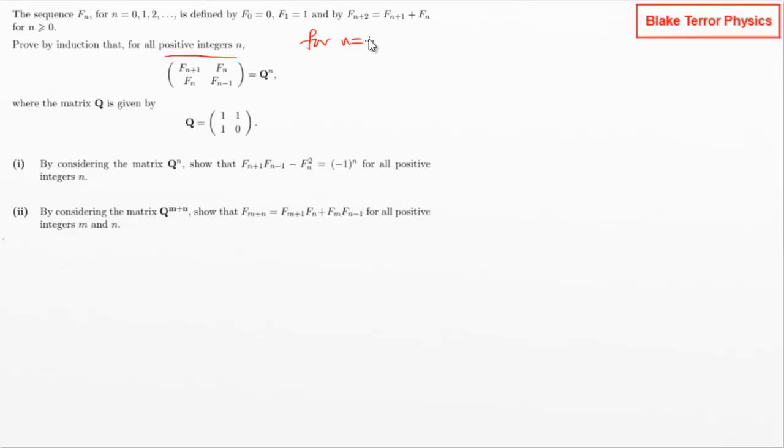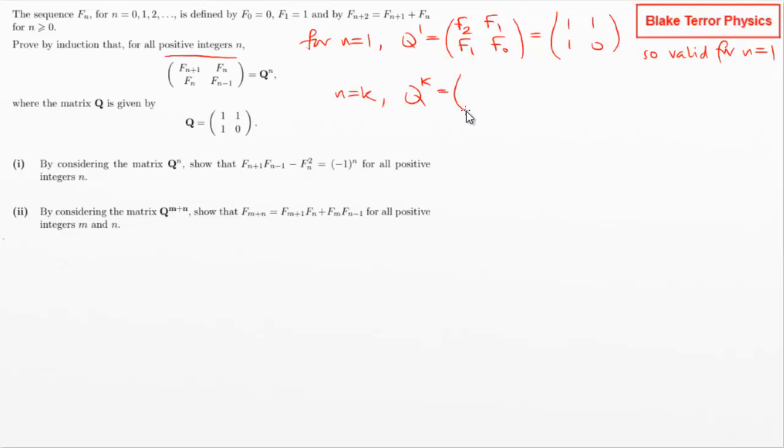So for n equals 1, we've got that Q to the power of 1 is going to be F_2, F_1, F_1, F_0, which is F_2 is 1 plus 0 is 1, and then we've got 1, 1, and 0. So that is valid for n equals 1. Now we need to do our n equals k and our n equals k plus 1. So Q to the k is going to be F_{k+1}, F_k, F_k, F_{k-1}.